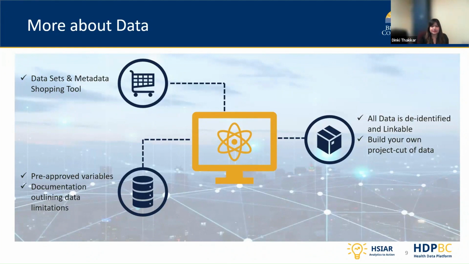So that was 3 different ways where you can bring your own data. One final important aspect that I did want to highlight for all of you today is the ability to build your own project cuts of data. What does that mean, right? What that means is as part of the request, you indicate, hey, this is the data set that I want. Also, these are the variables. Do I want to use the pre-approved variables, or are there any other variables that I'm interested in that I would also like to use for my research?